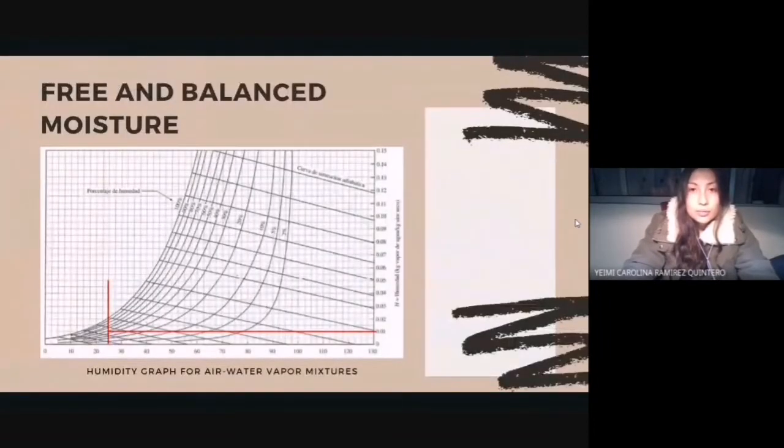For example, we find in a humidity graph for a mixture of air and water vapor, like the one we see here, that if you have a material with a humidity of 10 kilograms of water per 100 kilograms of dry material, the horizontal line, in contact with air at 25 degrees, the vertical line, which has 50% relative humidity.